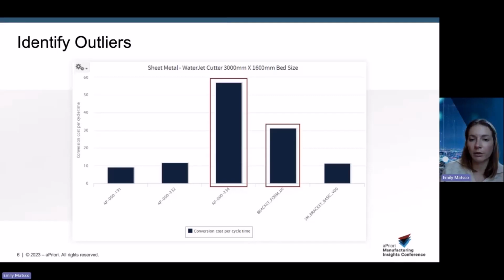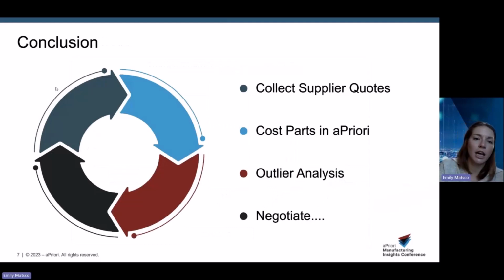Again, we're not accounting for material, so we're not haggling over material cost, which is highly market driven. We're just talking about their quoting practices and what is driving a higher cost per time for some of these parts. From there, you can start negotiating and dig into the details. Those are the two main methods I use to identify strong cost outliers before going to the negotiation stage. So in conclusion, the steps are collecting a supplier quote and costing your parts in aPriori.